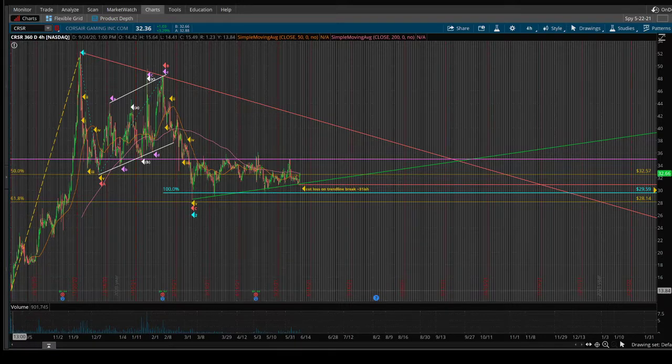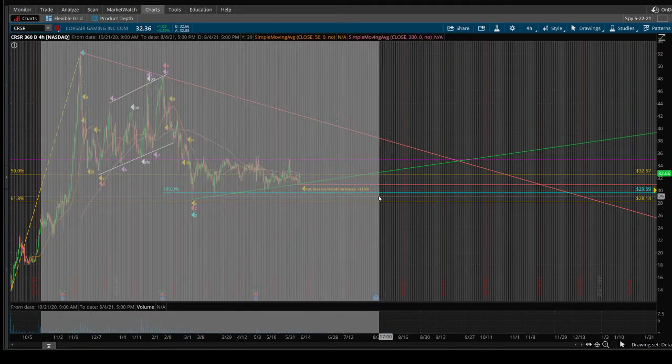Basically, what I'm seeing here is that the entire structure from when it IPO'd is a wave one, and that we were pulling back for a wave two. So when you have a correction and you're going down for your wave two, generally you end at the 61.8. And we did get close to that. So let's go over what I basically saw here.